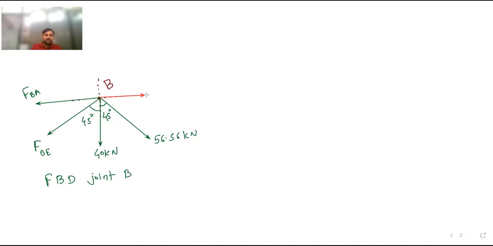You see whether it is understood to you or not. So one line parallel to X, another is parallel to Y. So here I can say 56.56 sin 45, and this is 56.56 cos 45.